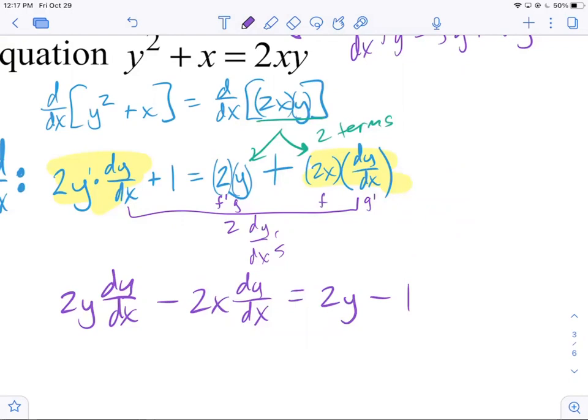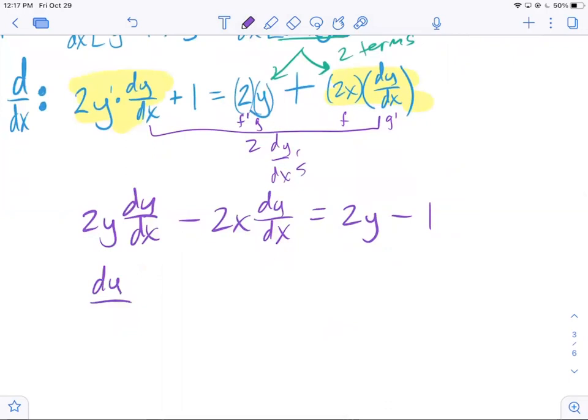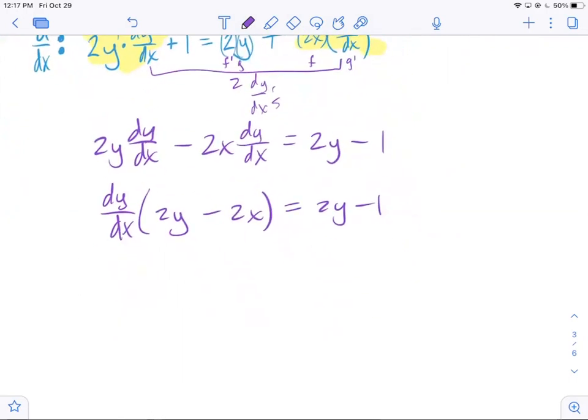And now we can factor out the dy dx on the left. And that leaves us a 2y minus 2x. The right side is still good.